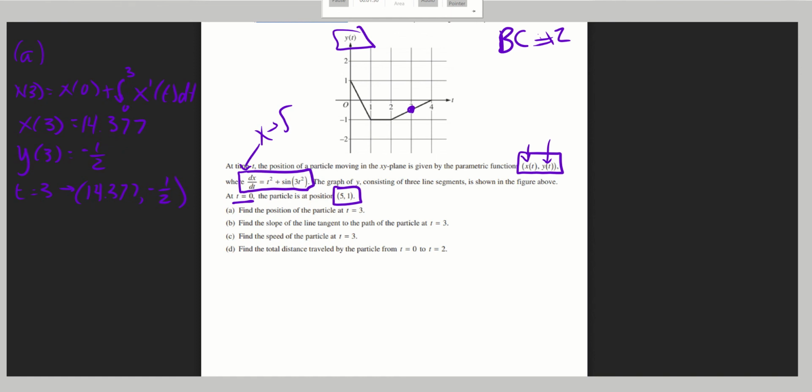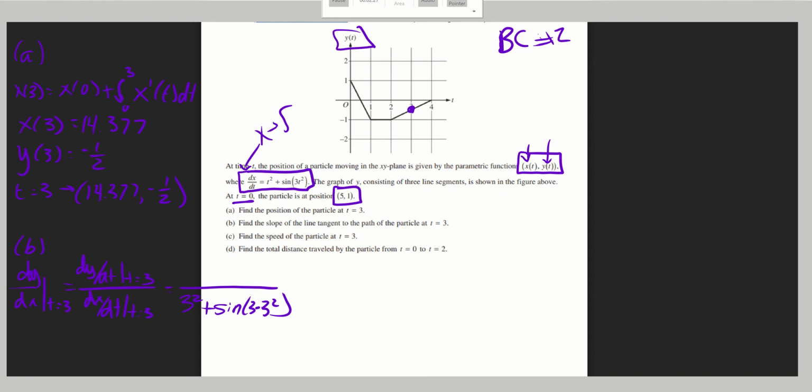Now for B, we want the slope of the tangent line to the path of the particle at t equals 3. So that means we want dy/dx at t equals 3, which means we want dy/dt at t equals 3 over dx/dt at t equals 3. Now we have the dx/dt equation, so we are going to do 3 squared plus sine of 3, times 3 squared on bottom.